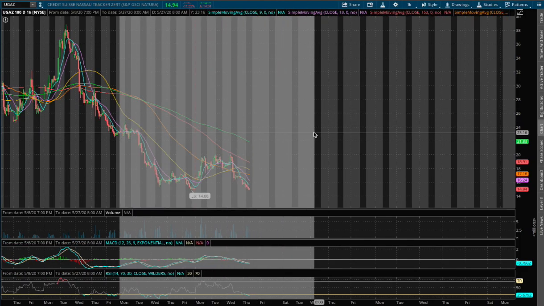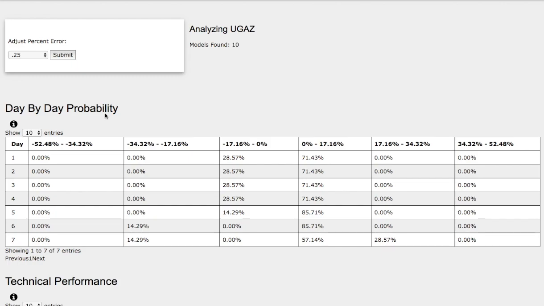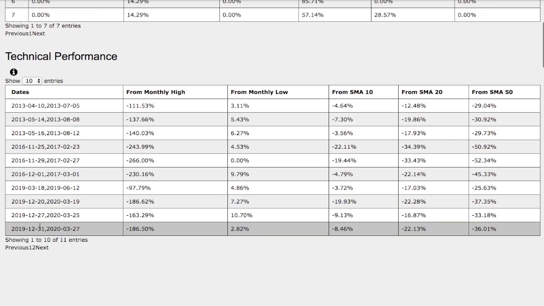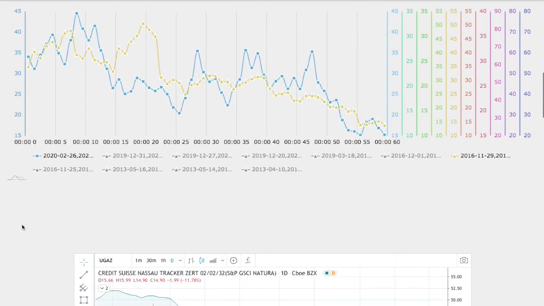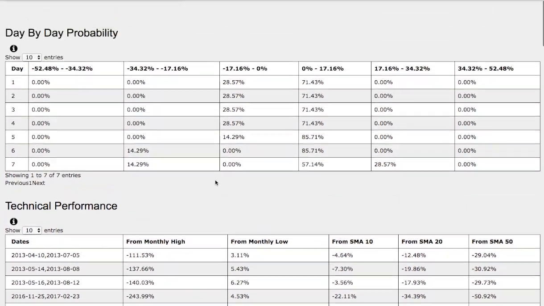Hello viewers, we'll be going over UGAZ and DGAZ. We'll be using the day-by-day probability model as our support and resistance gauges, and these models come from similar trends in the past but not identical, so do keep that in mind. And it examines the 7-day performance of each previous trend.